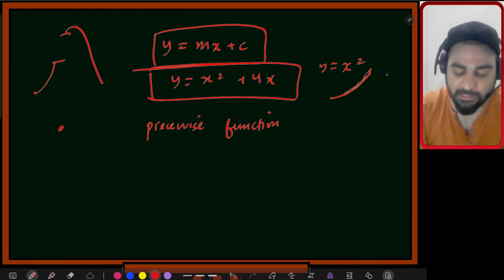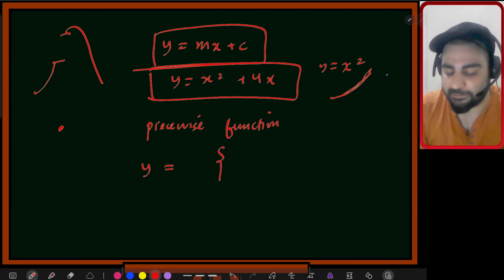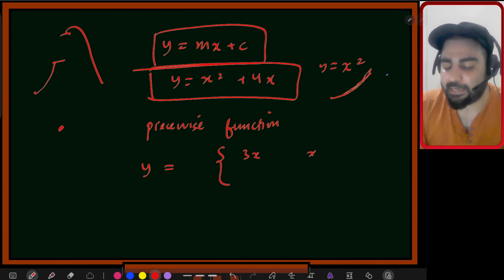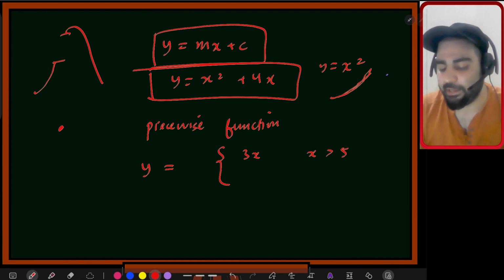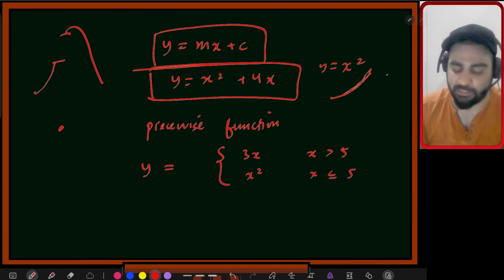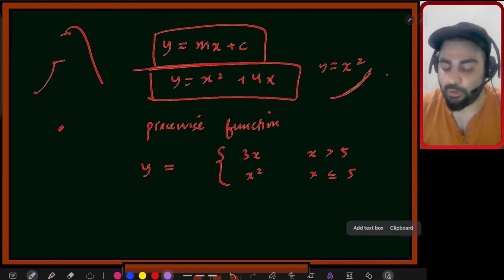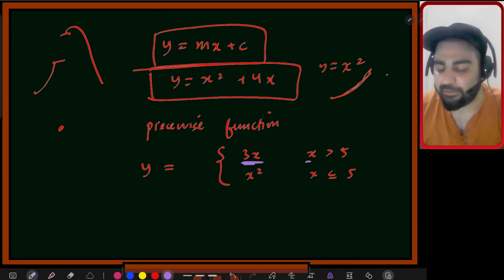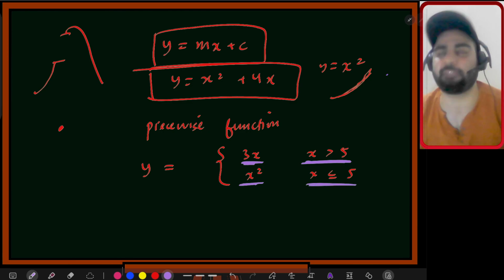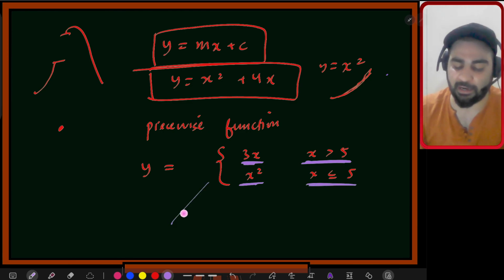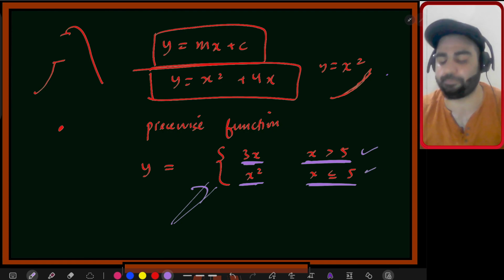Let's suppose we have this y, so we can divide it into folders. Okay, so this y takes value, let's suppose, 3x when x is greater than 5. Okay, and otherwise it takes value x square when the value of x is less than or equal to 5. You now see that there are two folders to it. So the function behaves in a certain way for a certain range of values, and again behaves in a certain way for some other values. That's why these are called piecewise, because you define these functions as pieces.